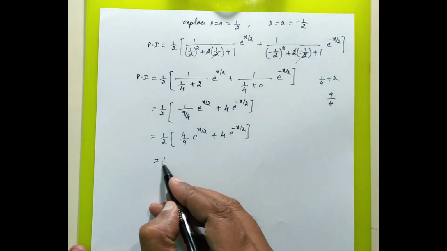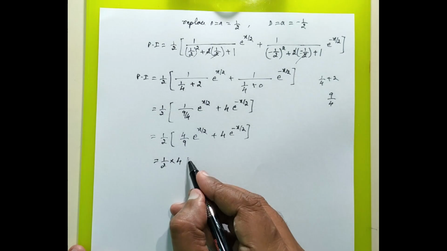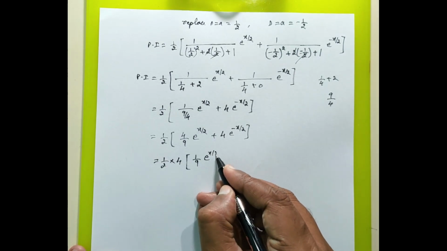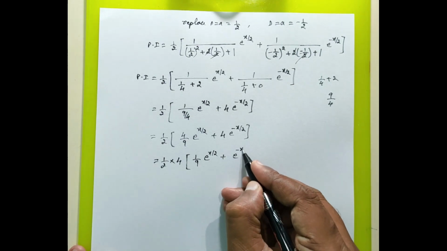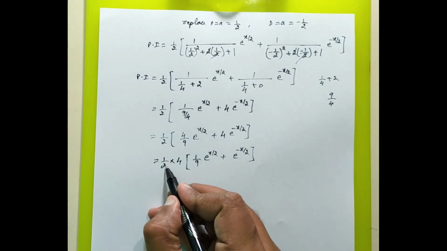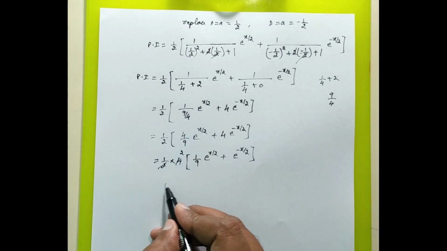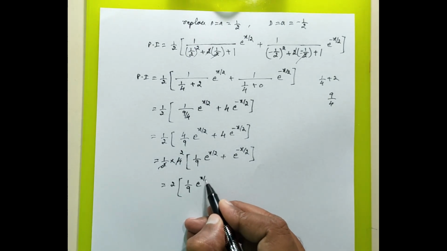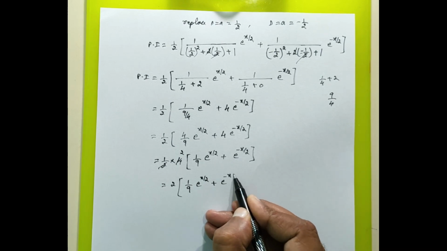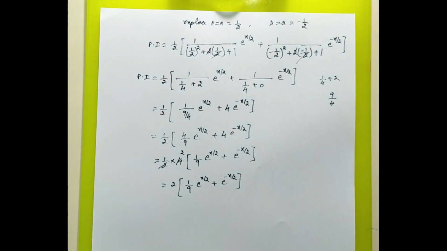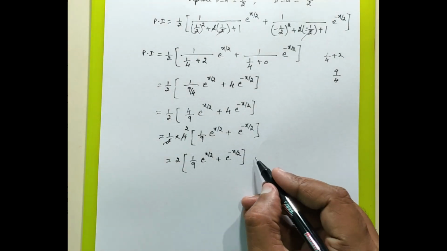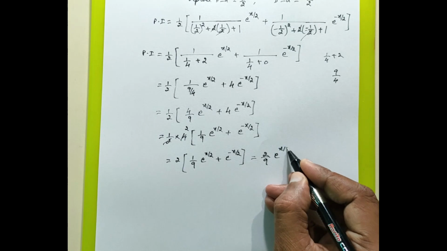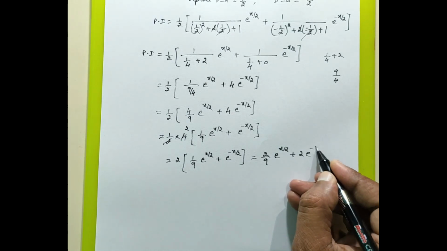So if you take 4 common outside, you will be left with 1 by 9 e power of x by 2 plus e power of minus x by 2. So what happens is this will cancel out, we will get 2 times. So it is 2 times of 1 by 9 e power of x by 2 plus e power of minus x by 2. So that is the particular integral you have. If you want to multiply the expression, you can just multiply. It becomes 2 by 9 e power of x by 2 plus 2 times e power of minus x by 2.